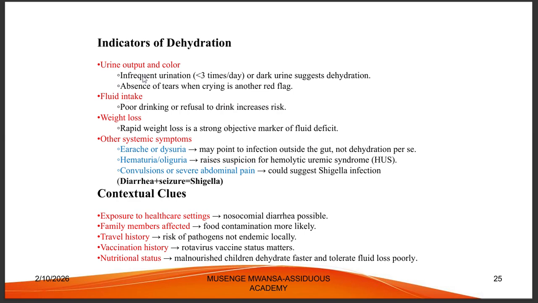Okay, so also find out about the indicators of dehydration. When someone has got diarrhea, they might be dehydrated. And this is one of the important things that you need to determine in a pediatric patient. Dehydration, very, very important. So the urine output and the color. Okay, so for children that are dehydrated, usually the urine output is going to be decreased, less than 3 times in a day. And normally for children, especially those that you put on diapers, you might not tell that it's less than 3 times. So you just look at the diapers. Are they wet? Are they dry? Okay, if they are dry, it means that this one is dehydrated.